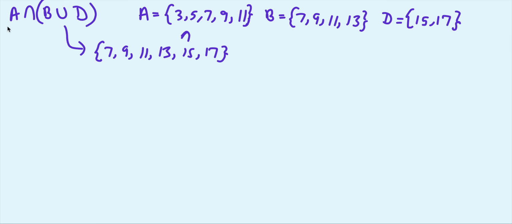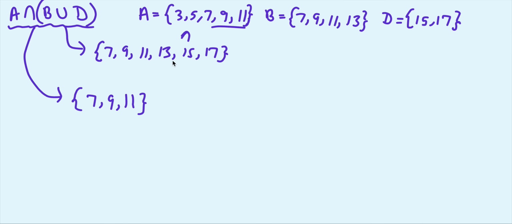So therefore, this whole thing becomes 7, 9, and 11. Okay? Because those are the three common elements we have in those two sets. So first, we have to find what is B union D. Once we find that, we intersect it with set A, and therefore this is our answer. Alright.